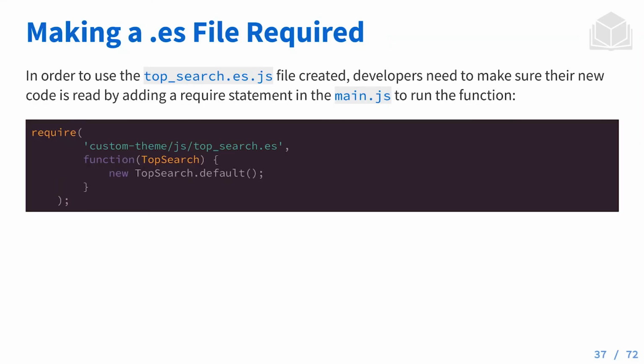To include our new file, again, if we're going with this top search example, in the main.js, we need to run the require function. This just allows us to designate where the actual es.js file is, and we need to include that into our main.js.